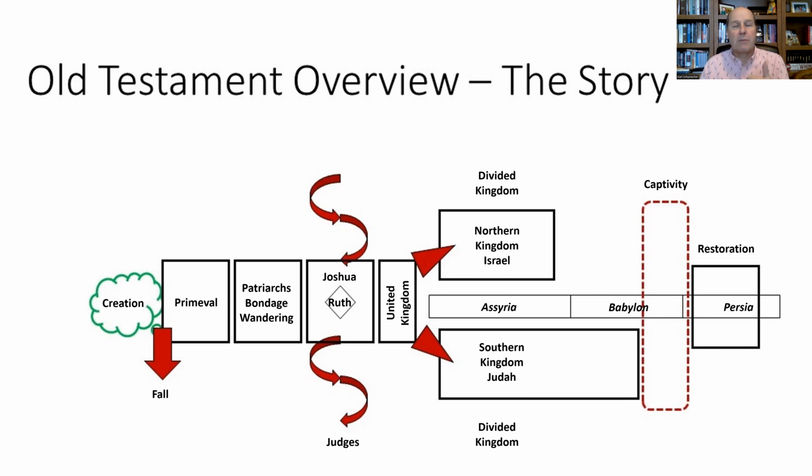And that death was first a spiritual death, separation from God. And then it was going to be a physical death. And the primeval period begins to just show us how destructive sin was. And so we have both the worldwide flood, and then we have the Tower of Babel.